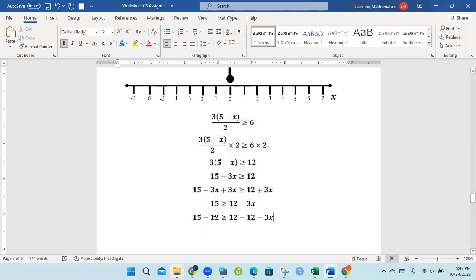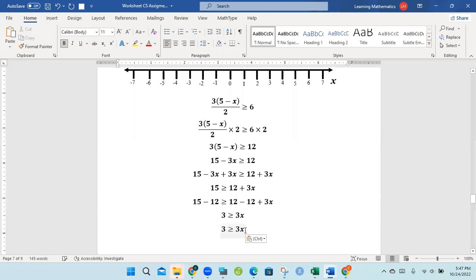So now we're going to have a situation whereby 15 subtract 12, we take out 12 from 15, you are left with 3, and then 12 subtract 12 is 0. So now we're dividing by a positive 3. That's what we wanted, so the inequality sign does not have to switch direction. To cancel out 3 times x, we divide by 3 on both sides. 3 divided by 3 is 1. So for our final answer, we are left with x.